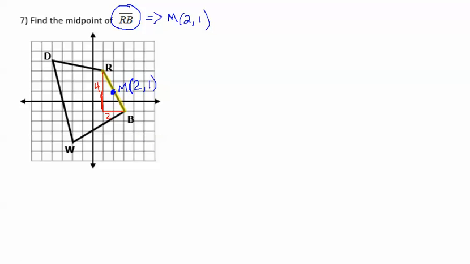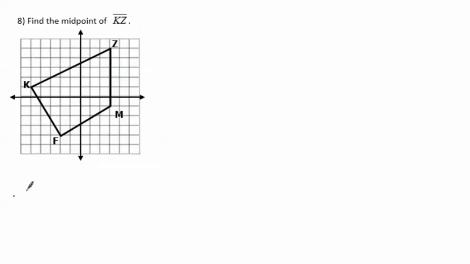In the next problem, I want you to try it on your own. They're giving you a figure. They're asking you to find the midpoint of segment KZ. So if you could please pause the video now, work the problem on your own. When you are done with your solution, you can restart the video and check your answer. Please pause now. Okay, and here is your solution for this problem.